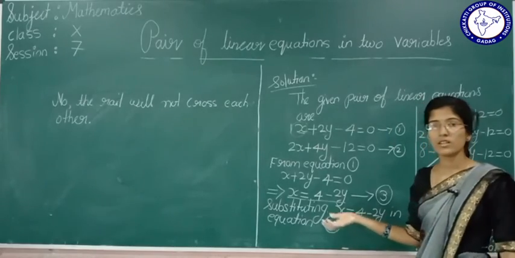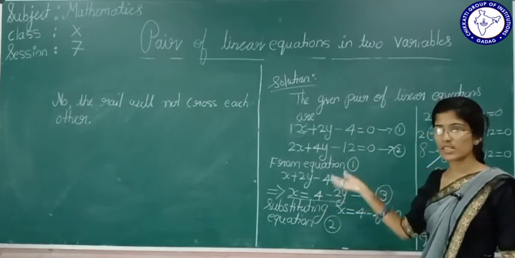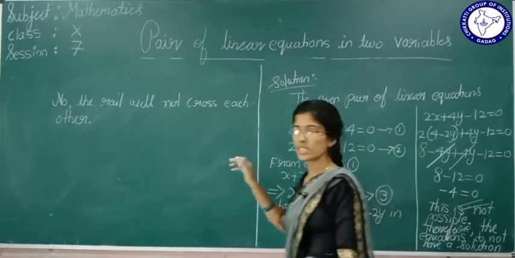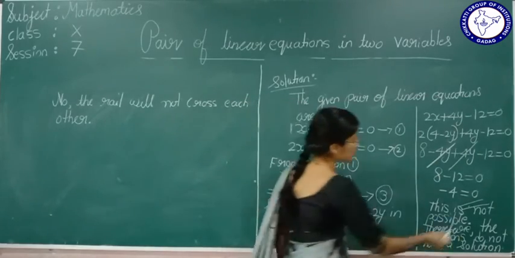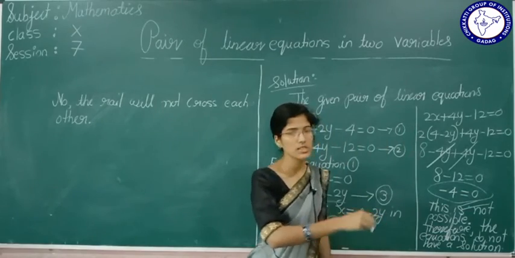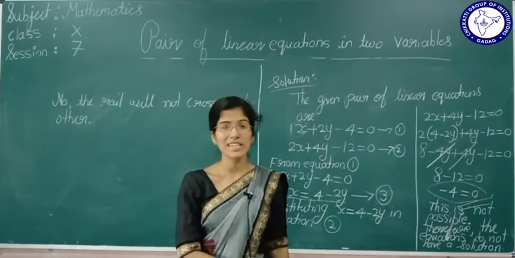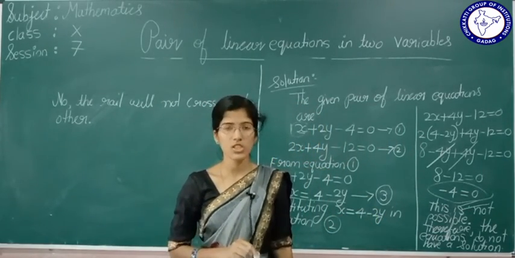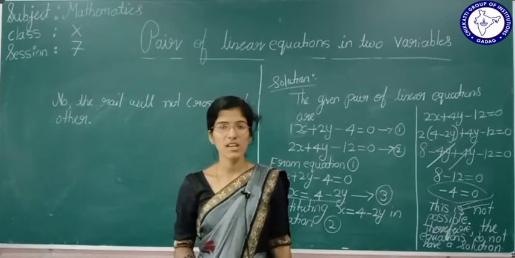If you have got a unique solution, if you got the values of x and y, definitely the linear equations would have a unique solution and definitely the rails would have crossed each other. But here this is a false statement. This is not possible, which means these linear equations do not have a solution and the rails will not cross each other.